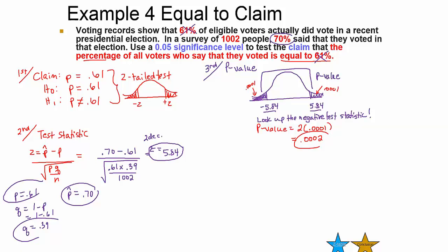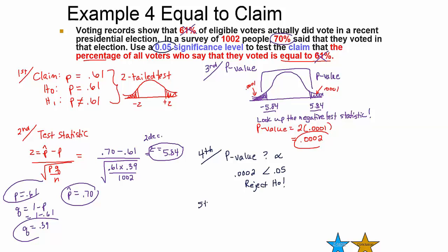Okay, so now the fourth step is to figure out if we reject the null or fail to reject the null. So we're going to compare our p-value to the significance level alpha. We're using a 0.05 significance level, so alpha is 0.05, and our p-value is 0.0002. Now that's less than 0.05. So because p-value is less than alpha, we will reject the null.